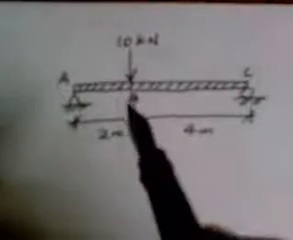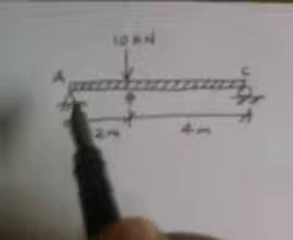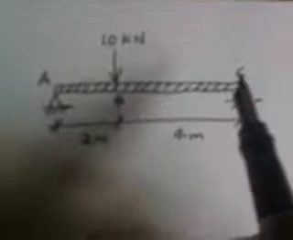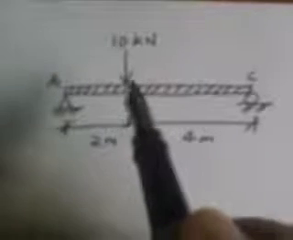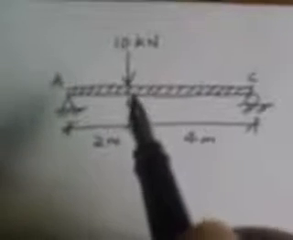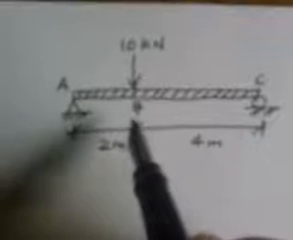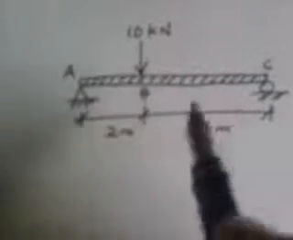Now this is a simply supported beam. We have a pin support here on the left at A, and we have a roller support here on the right at C, and on top of this beam we have an applied force or a load of 10 kilonewtons applied at B, where the distance of B from A is 2 meters and the distance of B from C is 4 meters.